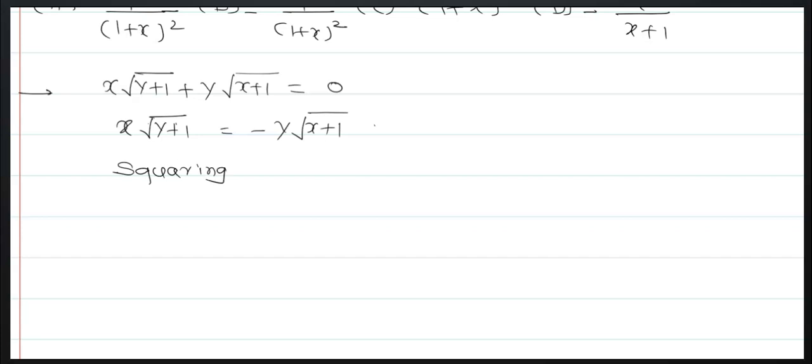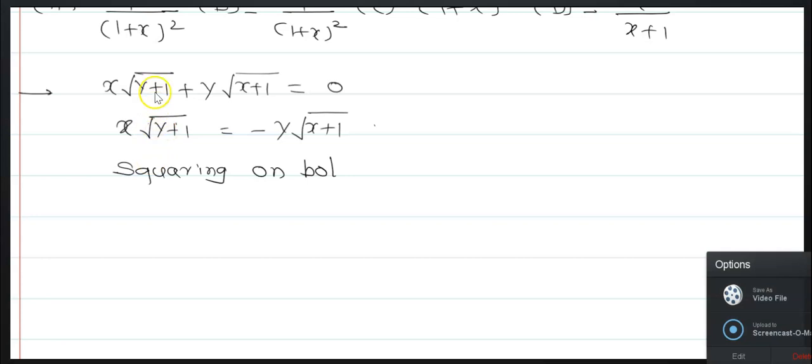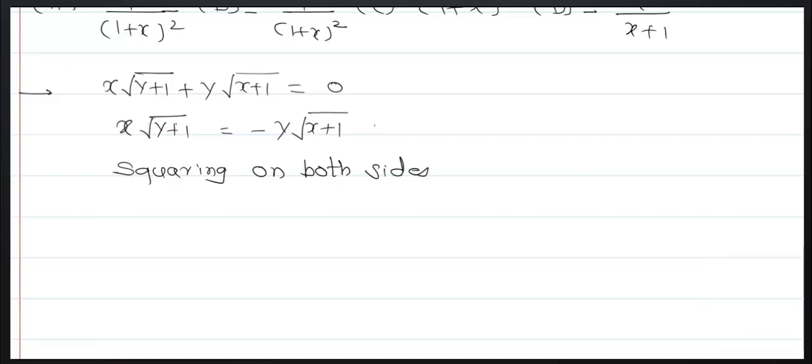Squaring on both sides, we have given x root of (y plus 1) equals minus y root of (x plus 1). Therefore, x root of (y plus 1) is equal to minus y root of (x plus 1). Now, squaring on both sides, you will get x squared (y plus 1) on one side, and on the other side, y squared (x plus 1).